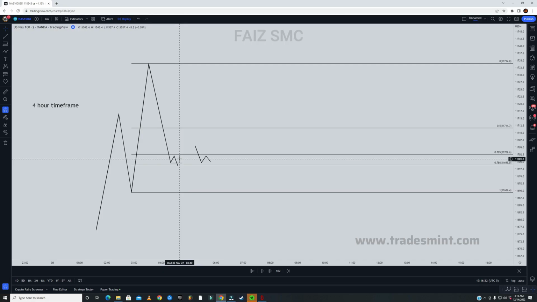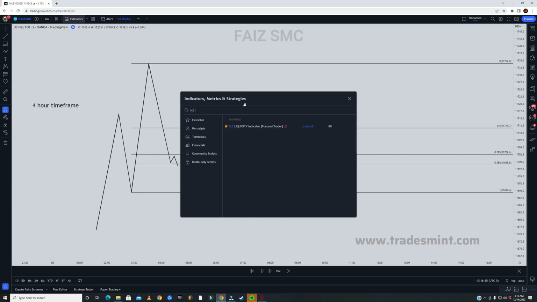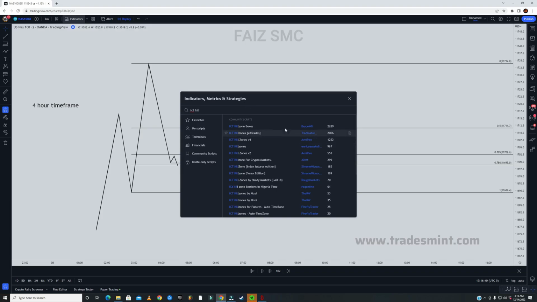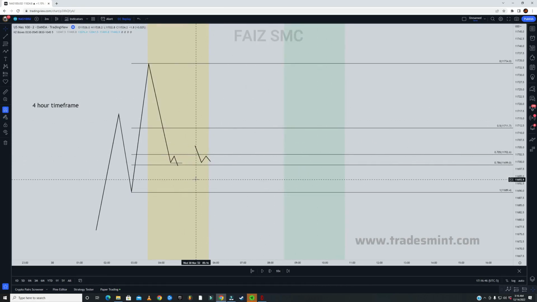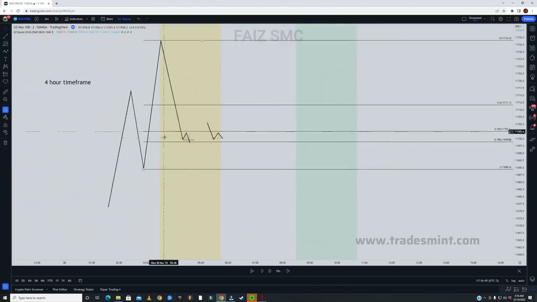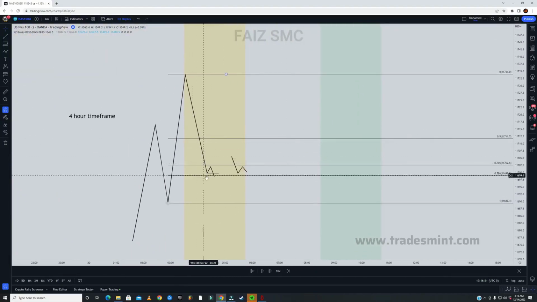Let me think what else comes to my mind. Make sure that you are trading during kill zone hours. You can go into the indicators tab and type in ICT kill zones. There are so many indicators that you can use, so let's say ICT kill zone boxes, this one right here. Now you can trade within these kill zones, and you should get the entry within this time period.